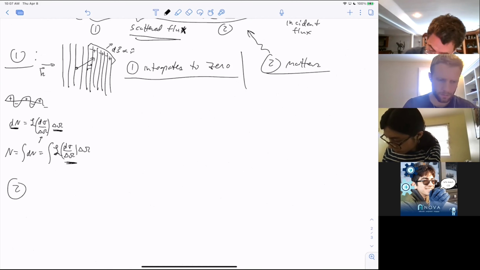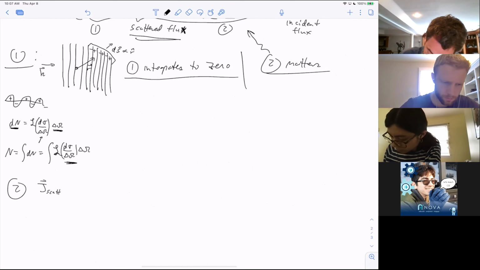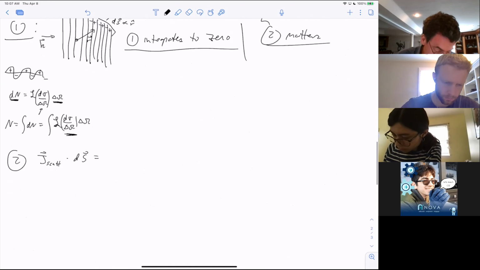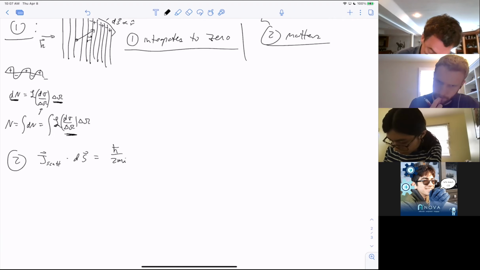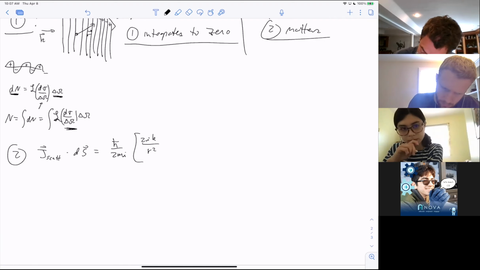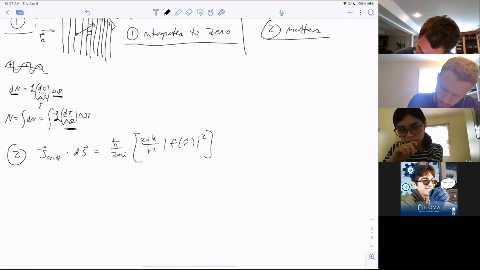And so we have to calculate now J scatter dot dS for the second term. We're going to take this formula, and for the second term, it's h bar over 2mi, that part. And then the second term here, you can see it up there. I'm going to rewrite it here. It's 2ik over r squared times f of r hat squared times r hat dot dS.